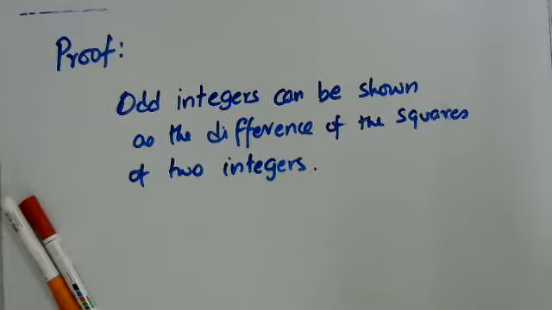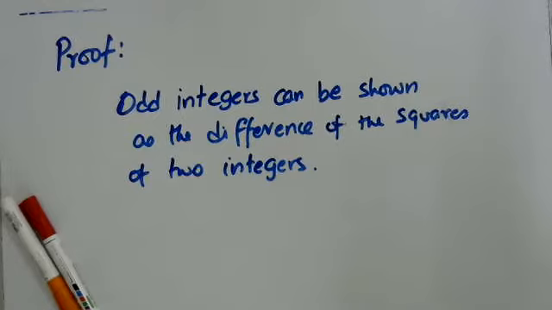But how do I know this is true for all odd integers? Is it just by chance that the numbers that I thought of are the difference of the squares of two other numbers that I thought of? Or is there some underlying mathematical elegance in this?